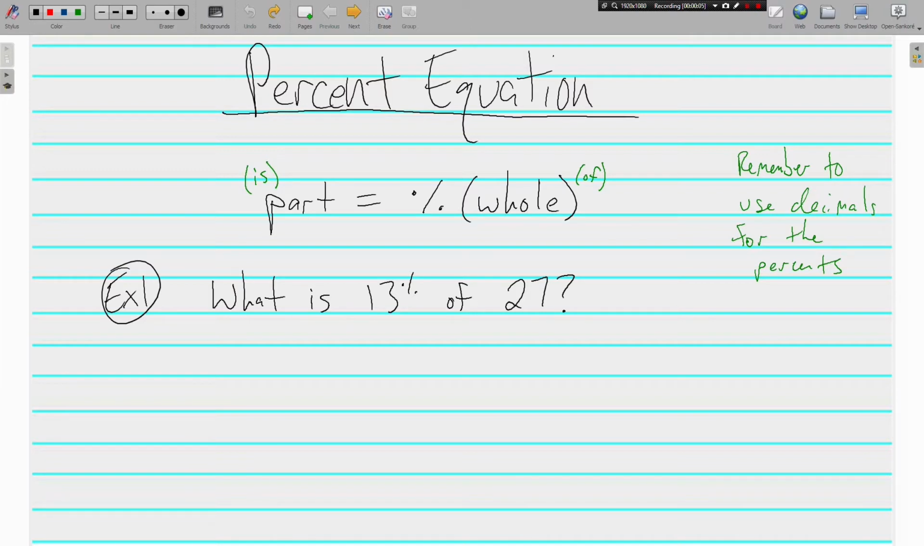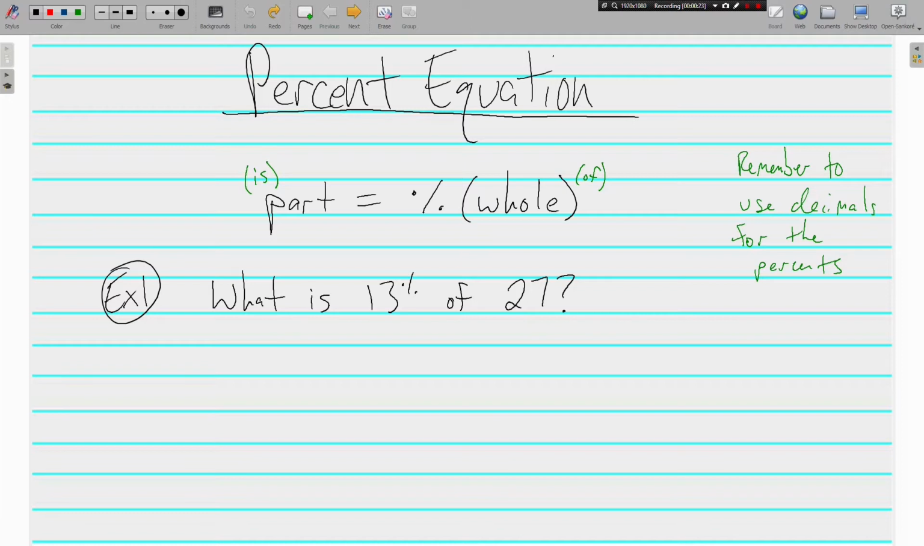Last time we looked at the percent proportion, and the equation is just a different way of solving the same kinds of problems. For your quiz, you are going to be expected to know how to solve these problems both ways. You need to understand the proportion and the equation.